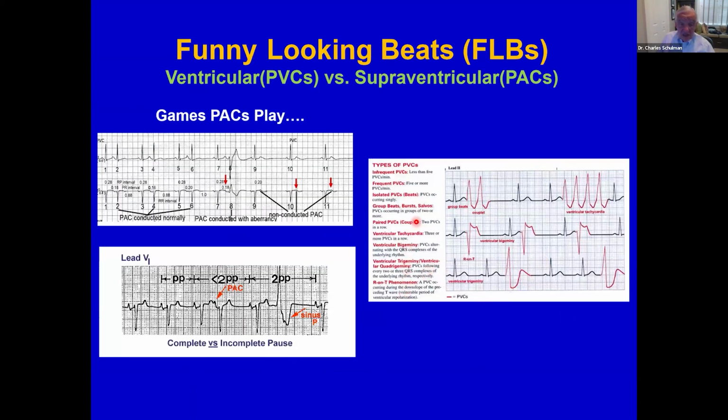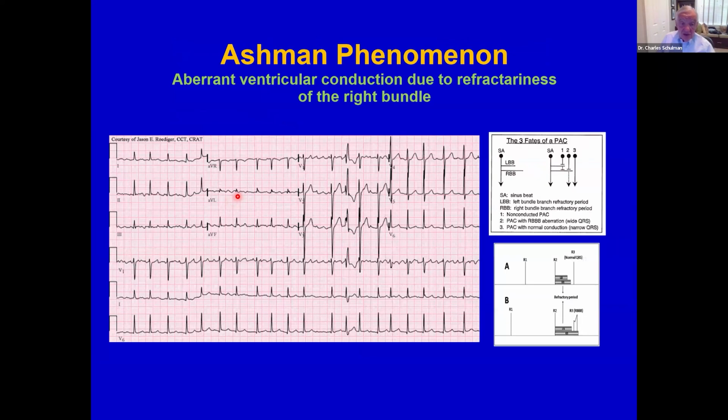So here are some of the differentials. Here's a ventricular couplet. This is bigeminy. This is trigeminy, and this is ventricular tachycardia right here. In terms of PACs, they can be conducted normally, or not conducted at all, or conducted with a right bundle branch block configuration of wide complex. Here is what's called the Ashman phenomenon, which is aberrant ventricular conduction due to refractoriness of the right bundle.